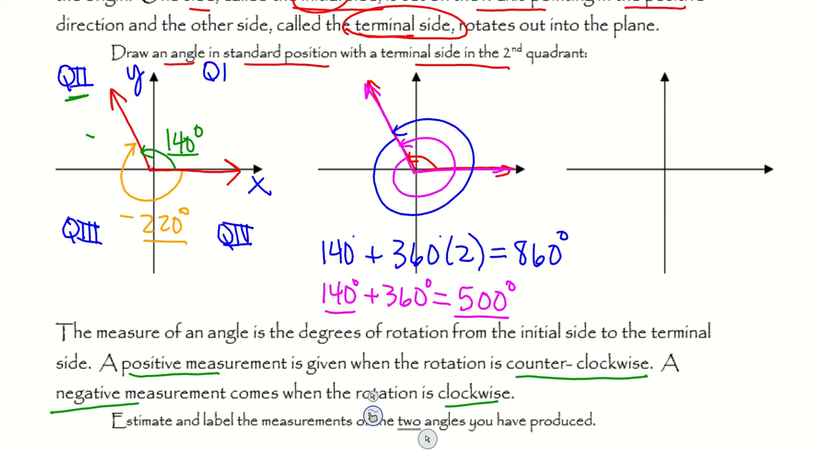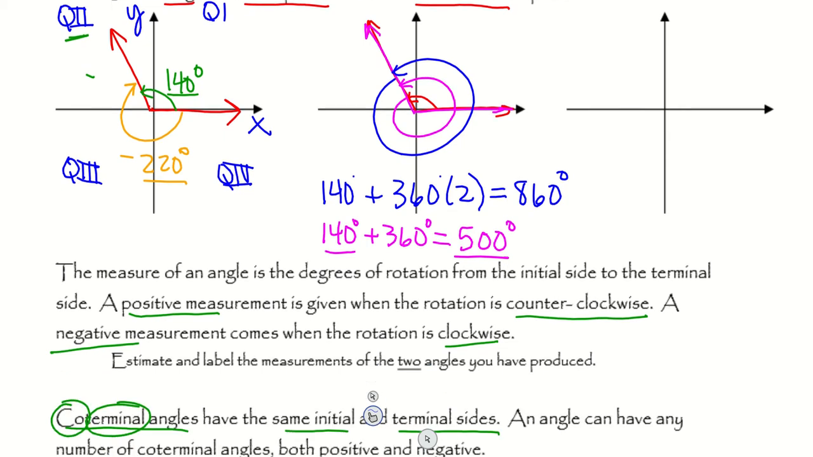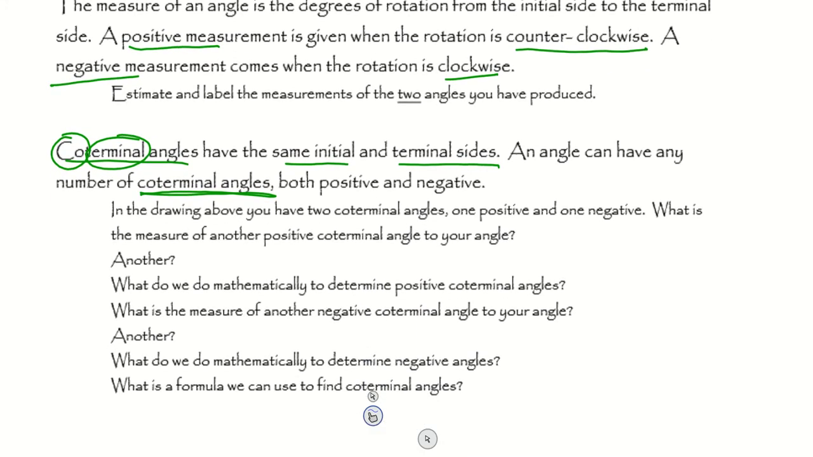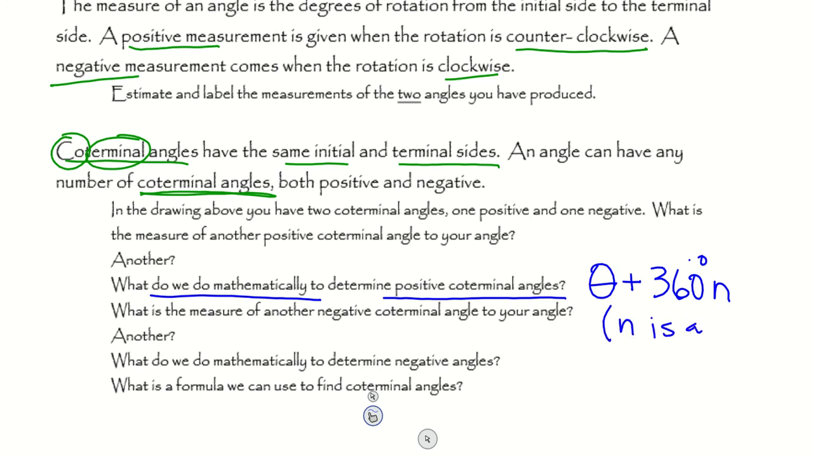So in general, what do we do to get positive coterminal angles, or coterminal angles that are bigger than what we started with? Mathematically, we take the measurement of our angle and add any number of 360 degrees. So n here is a positive integer. It could be 1, 2, 5, or 17. It just says we're adding any number of 360s.